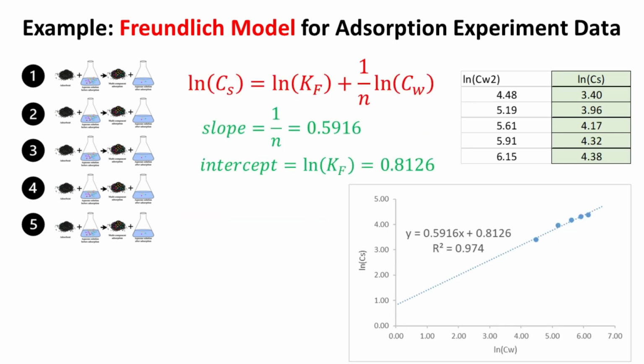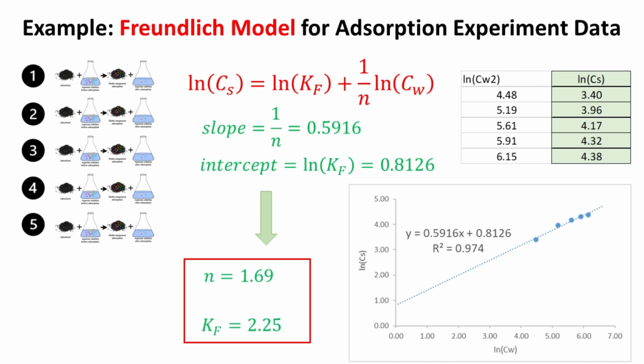As we use the least squares linear regression technique to find the linear equation best fitted with the experimental data, we find that the slope is 0.5916, and the intercept is 0.8126. Finally, the values of N and Kf are 1.69 and 2.25, respectively.